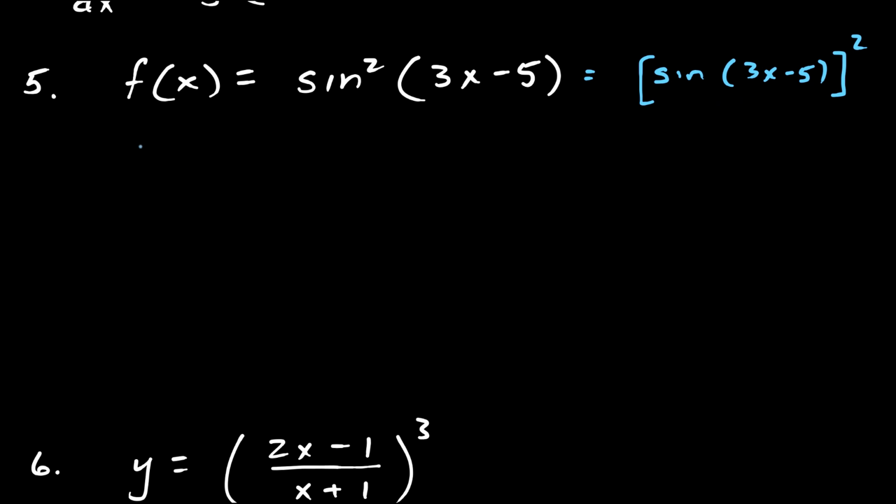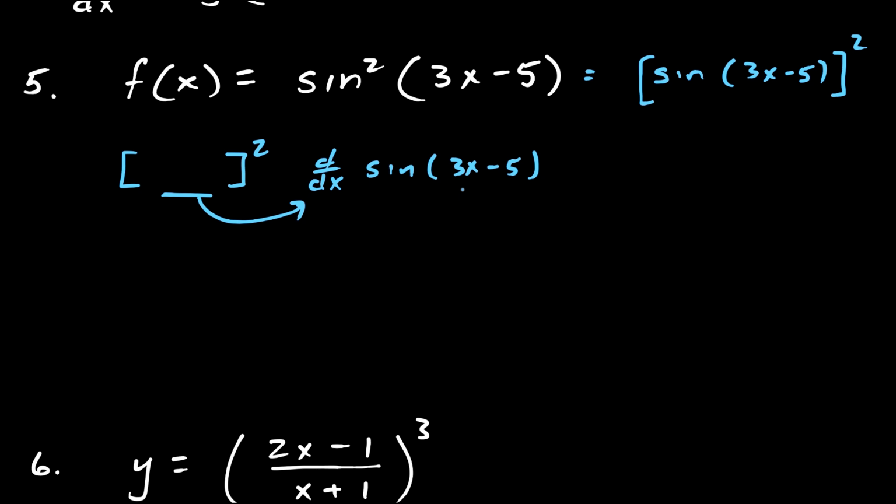So you'd see the idea that you have something squared, and then we're going to take the derivative of that something, and that something is going to be taking the derivative of the sine of 3x minus 5, and then we're going to have to take the derivative of that 3x minus 5. So let's see if we can take a look at that. The derivative of something squared we know is going to be 2 times that something, which I'll leave blank for now, to the first power.